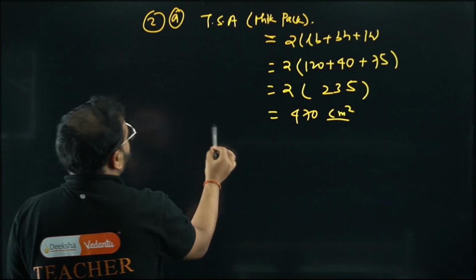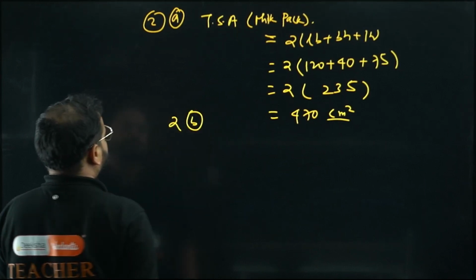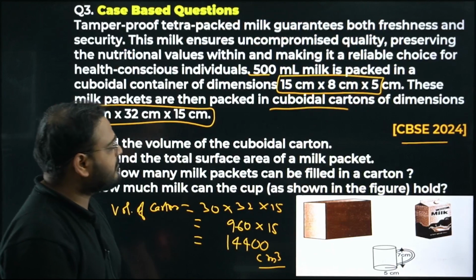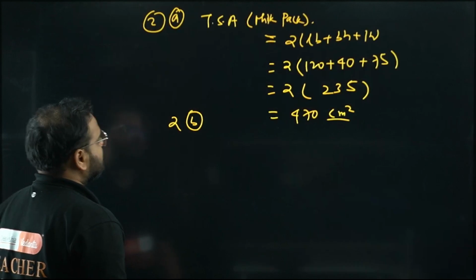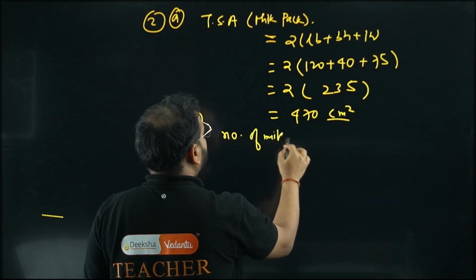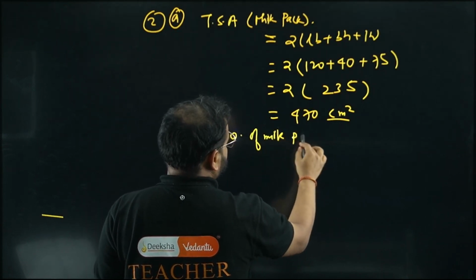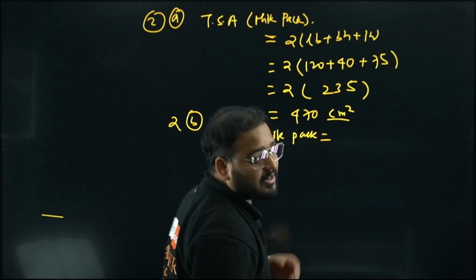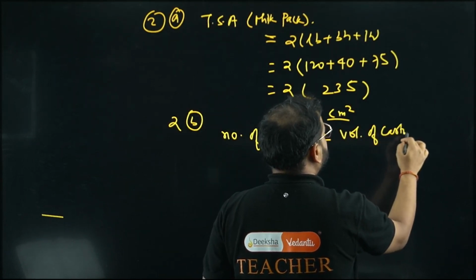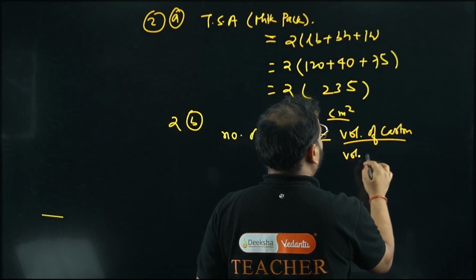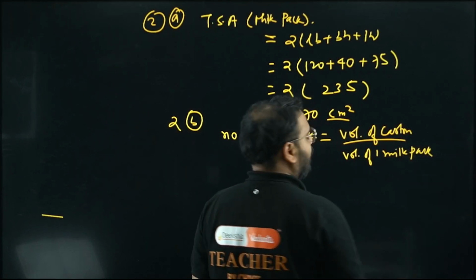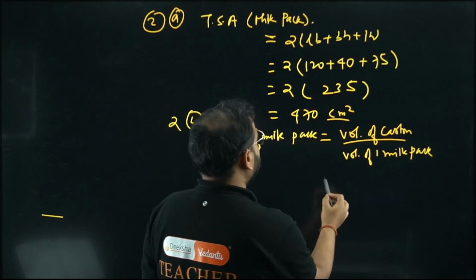Let's move on to 2B. What does this 2B say? Have a look. How many milk packets can be filled in the carton? So number of milk packs will be the total volume of the carton divided by the volume of one milk pack. How much is that? Please check this out.